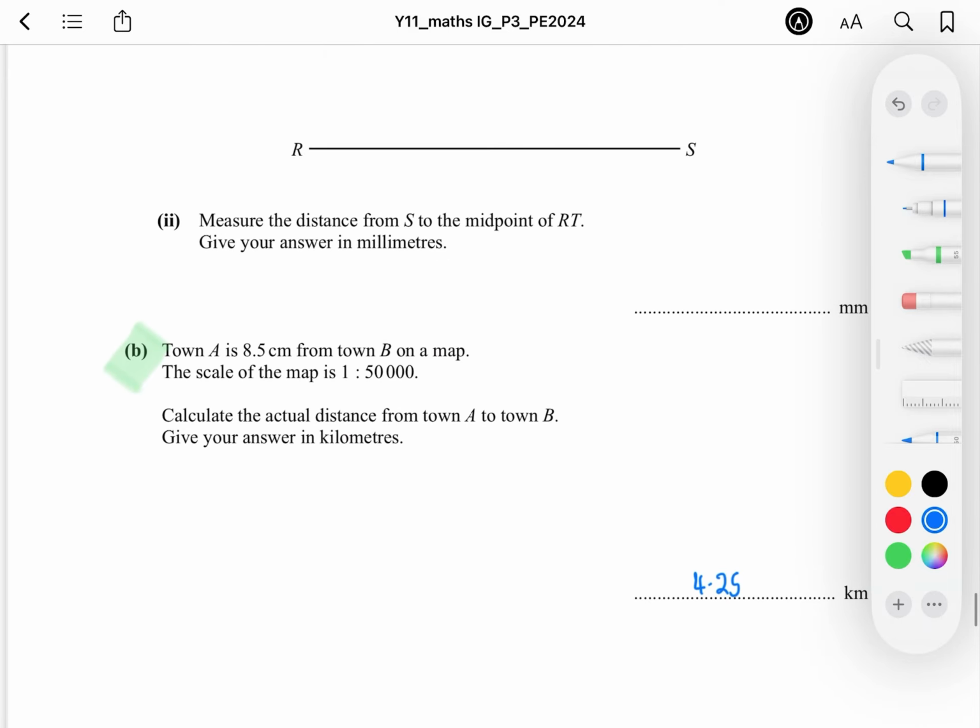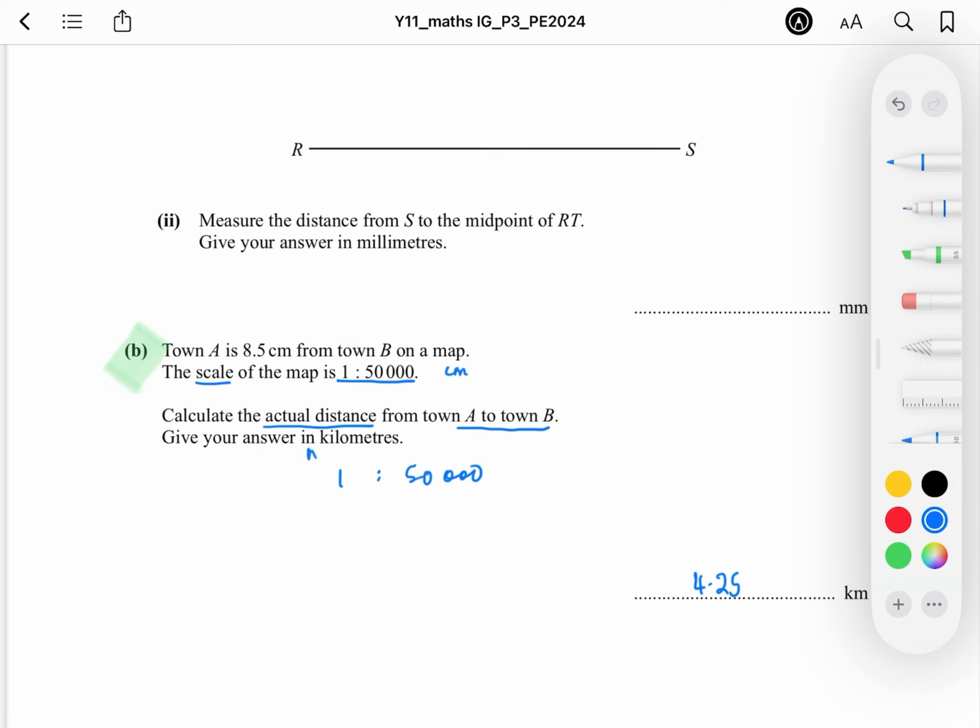Town A is 8.5 centimeter from town B on a map. The scale of the map is 1:50,000. Calculate the actual distance from town A to town B. So this is a common question for scale, and remember this one, both units are in centimeter. The question is asking for the actual distance from town A to town B. So I'm going to rewrite the scale first.